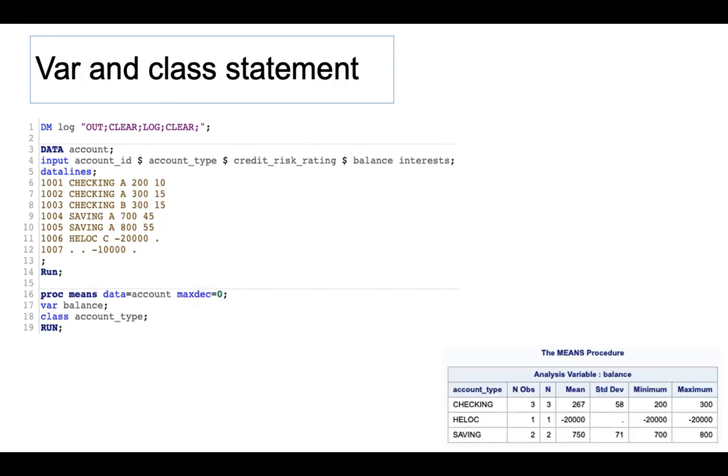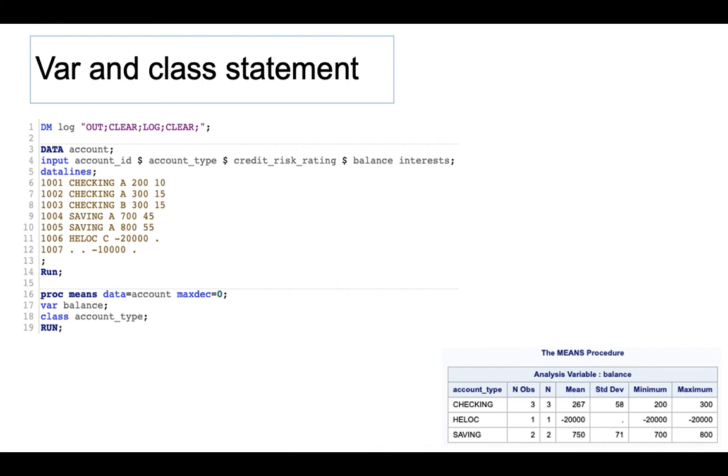If you want to see just one variable, for example, balance, and you don't care about the statistics for the interest, you can use a var statement, like say line number 17. Say all I want to see is the balance, right? So you can specify there.